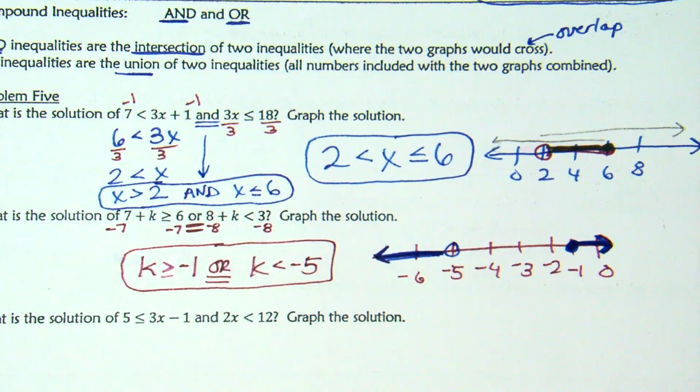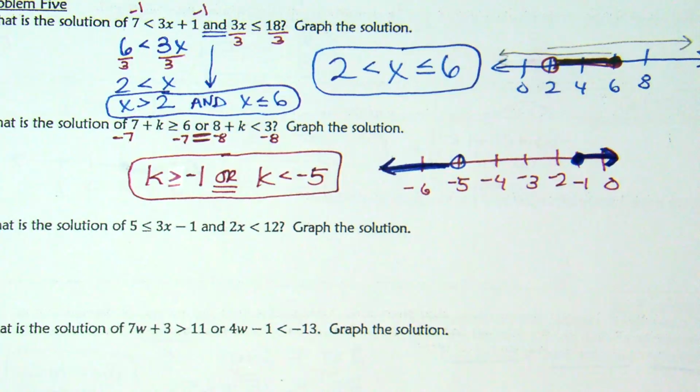Okay, I'd like to do the next one because it's an and statement, and then that would be a good stopping point for us. Or a finishing point, I should say. So what is the solution of 5 less than or equal to 3x minus 1 and 2x less than 12? Graph the solution. Like all the others, you are starting by solving. Lots of practice solving today, right?